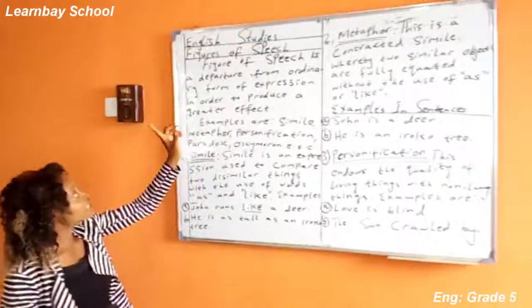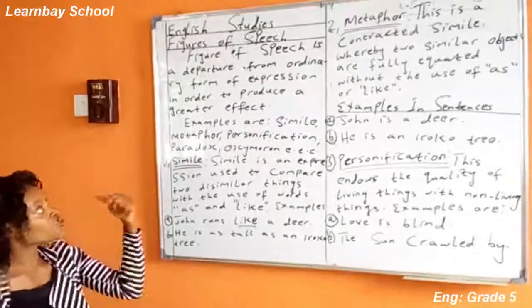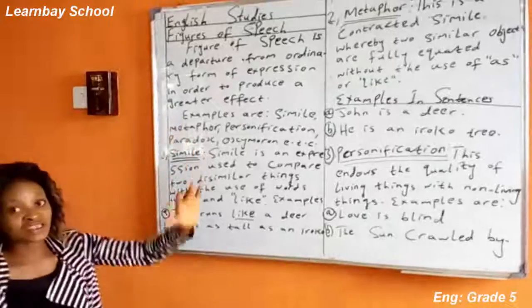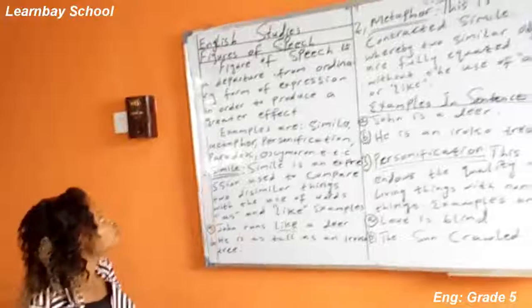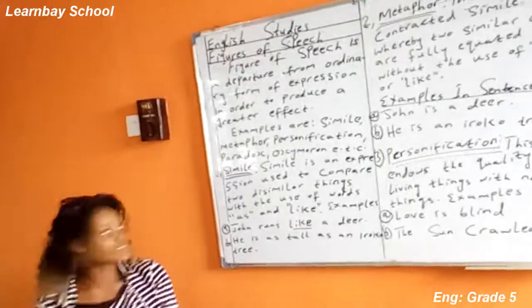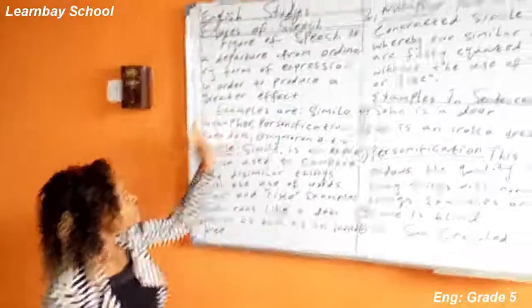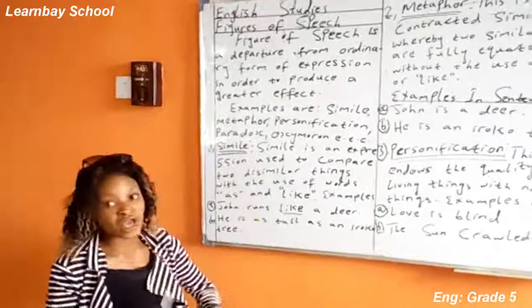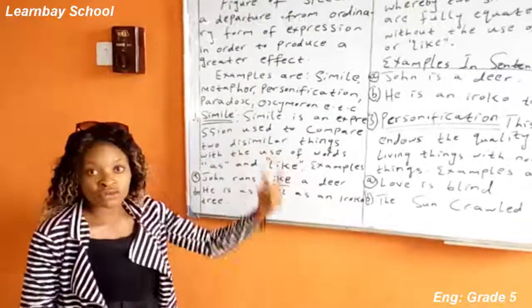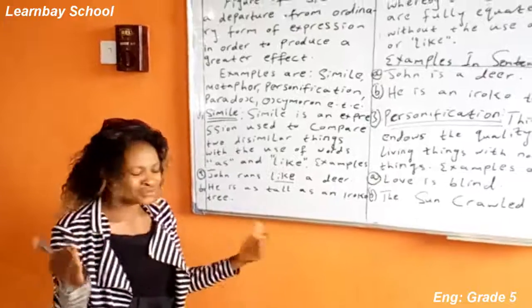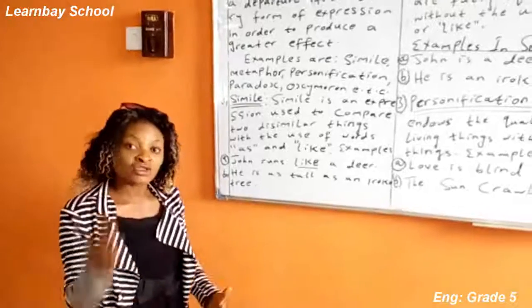Figures of speech is a departure from the ordinary form of expression in order to produce a greater effect. Now, what are the examples of the figures of speech? So we have various examples of figures of speech. We have metaphor, personification, simile, paradox, oxymoron, antonomasia, there are so many. But I'm going to restrict you to some of the things you should be expecting in your exam.